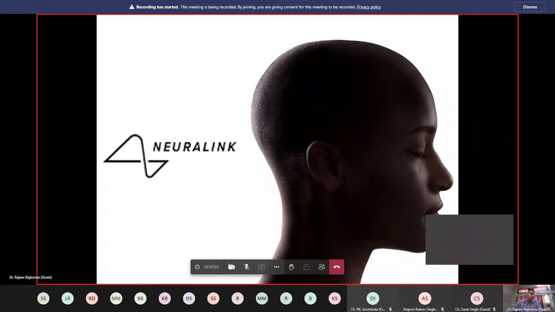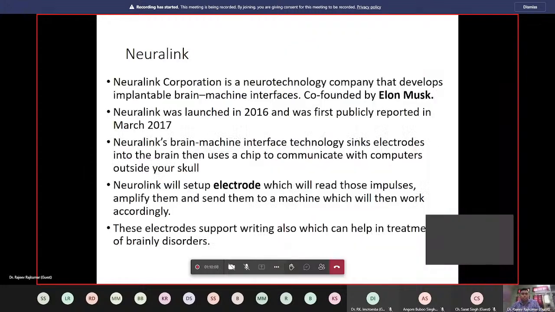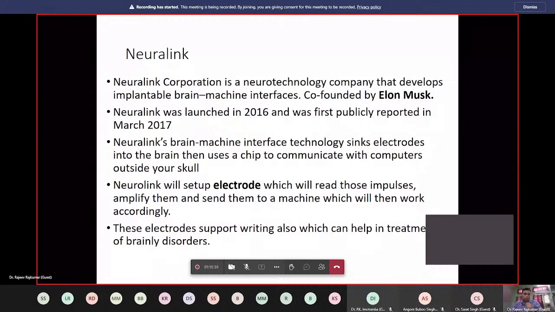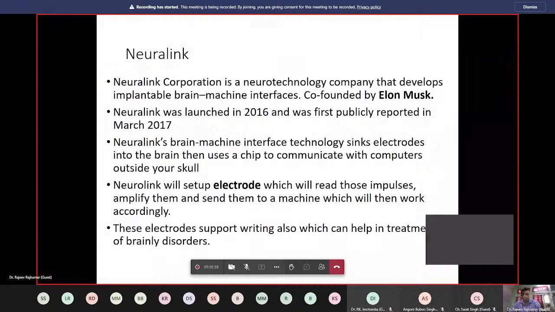Here they are doing research on connecting directly with the brain. Neuralink Corporation is a neurotechnology company that develops implanted brain-machine interfaces, co-founded by Elon Musk. It was launched in 2016 and first reported in 2017. Neuralink's brain-machine interface technology, as I have told you, puts electrodes into the brain, then uses a chip to communicate with a computer outside your skull. Like I showed in the first slide, in The Matrix, they used a cord inside the back of the neck. This is a similar kind of thing.